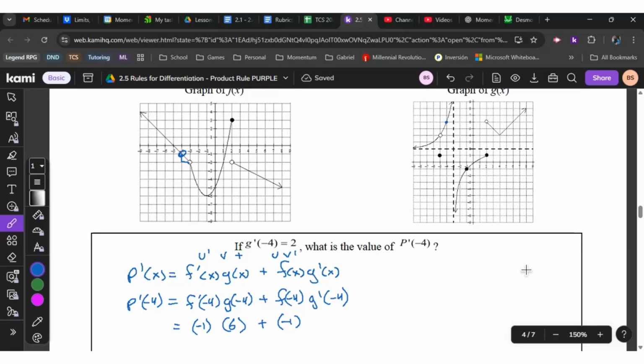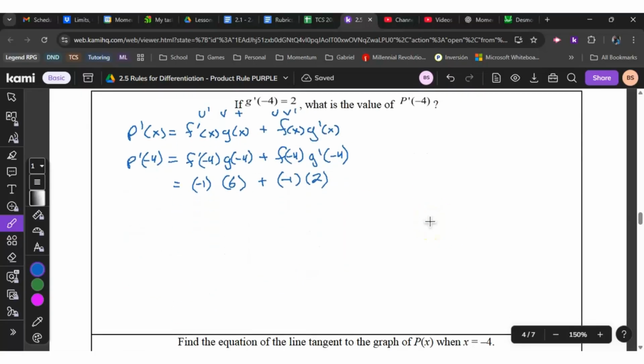And then we've got g prime of -4, which they gave us because it's a curve. We can't find it ourselves. They had to give it to us. So this is 2. And then all I need to do is simplify that. So -1 times 6 is -6. -1 times 2 is -2. And so finally, p prime of -4 is simply -8.